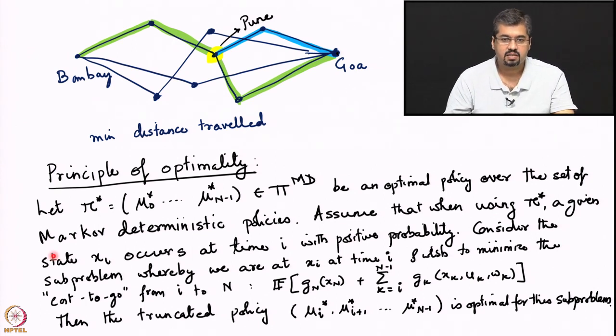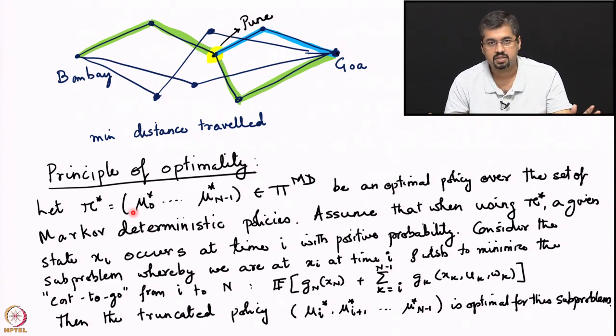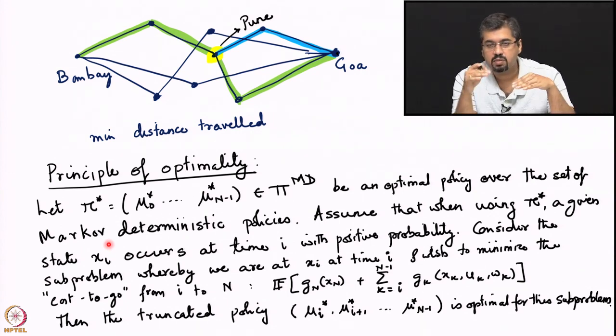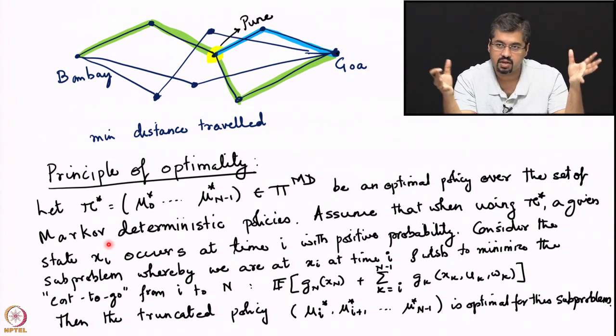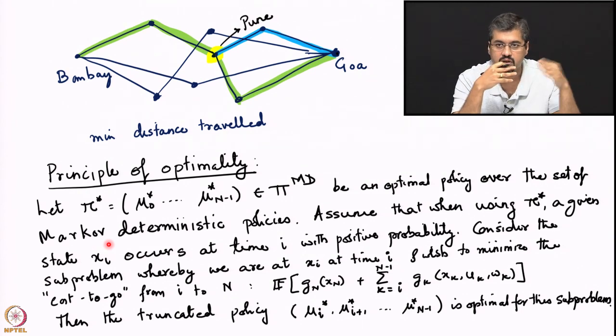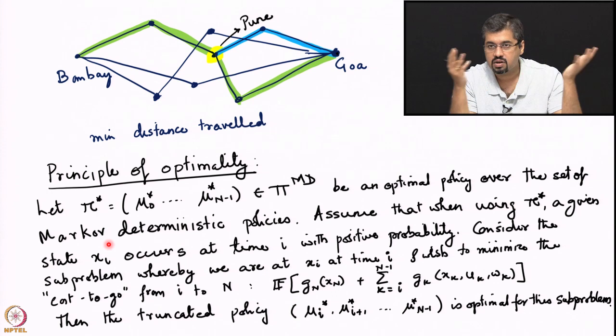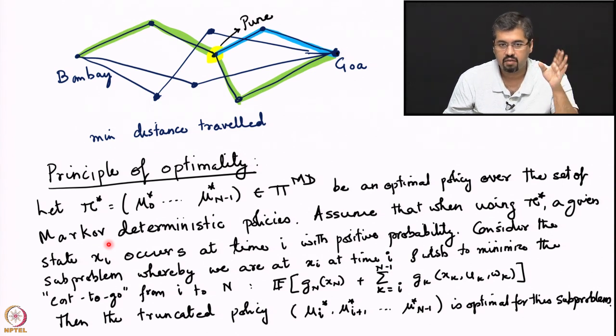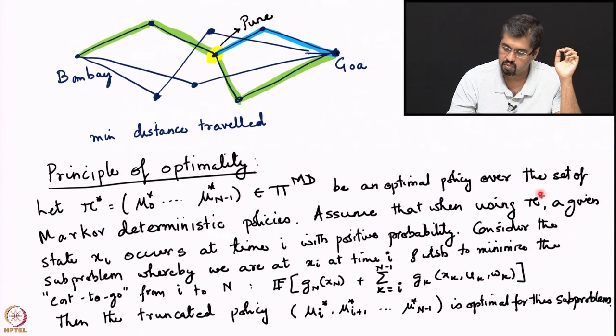So the principle of optimality says, suppose you have a policy pi star, which is a Markov deterministic policy, and suppose it's optimal over the set of Markov deterministic policies. So you're minimizing the cost over the set of Markov deterministic policies. Okay. Now assume that when using this policy pi star, a particular state xi occurs at time I with positive probability. So when you use a particular policy, the sequence of states that gets realized is actually stochastic because there is noise in the system. Even though you fix the policy, the state that you would transition to is not known to begin with. But what we will assume is that there is some state xi which will occur with positive probability when we use the policy pi star.